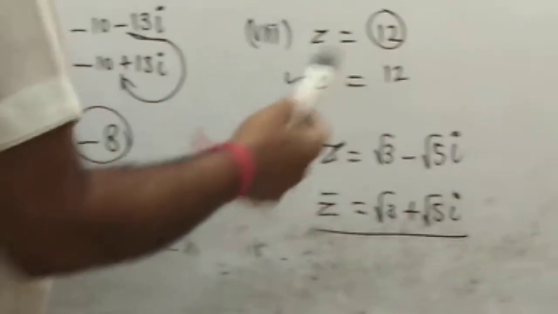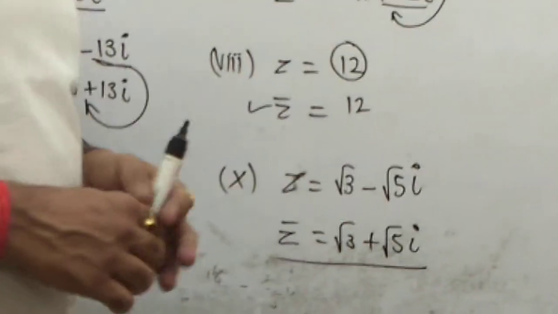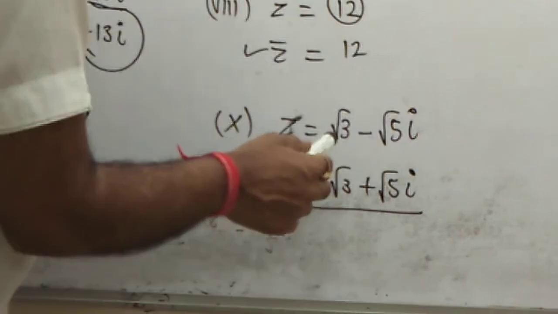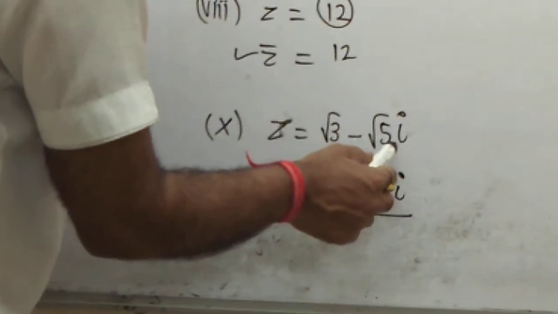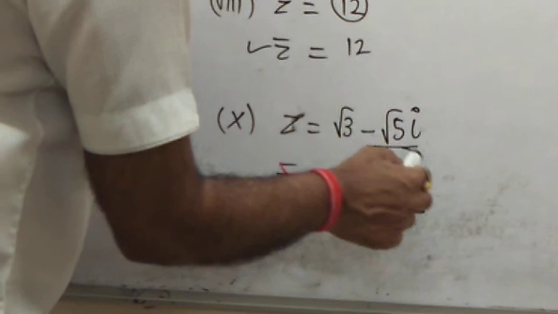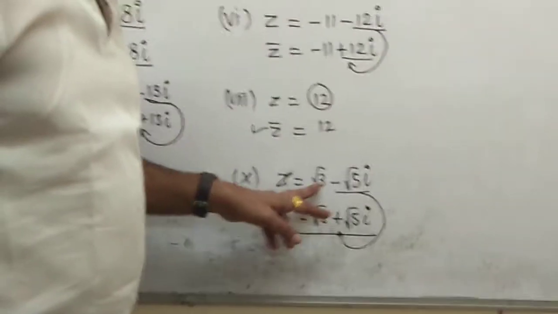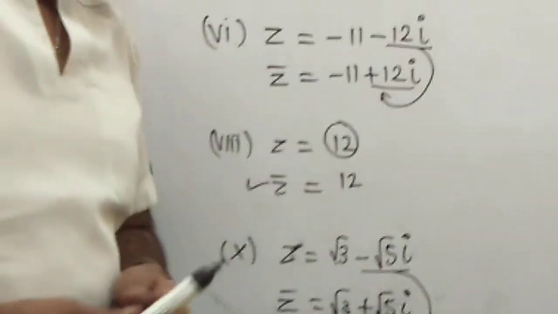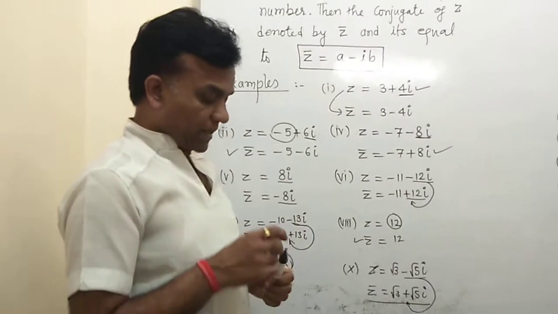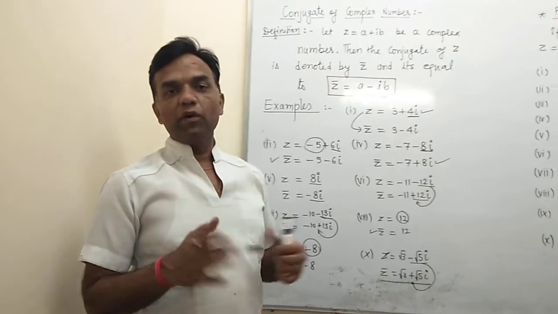And similarly, one last example here we discussed, in the form of root 3 minus root 5i. Now the minus sign is given, so it is converted into plus, so plus root 5, and this root 3 you put as it is. Okay, so many examples, 10 examples we have discussed, so that is not lengthy going.